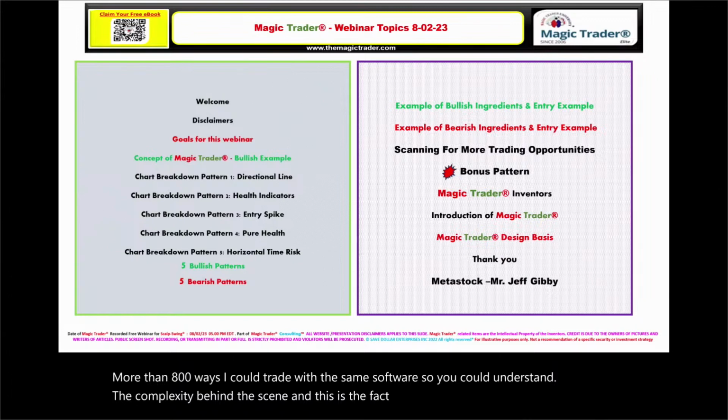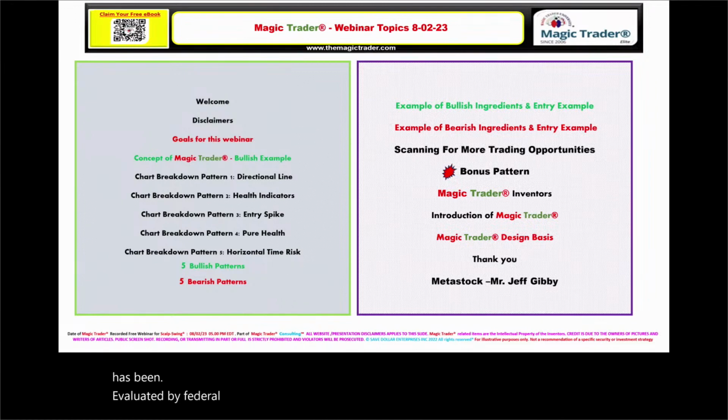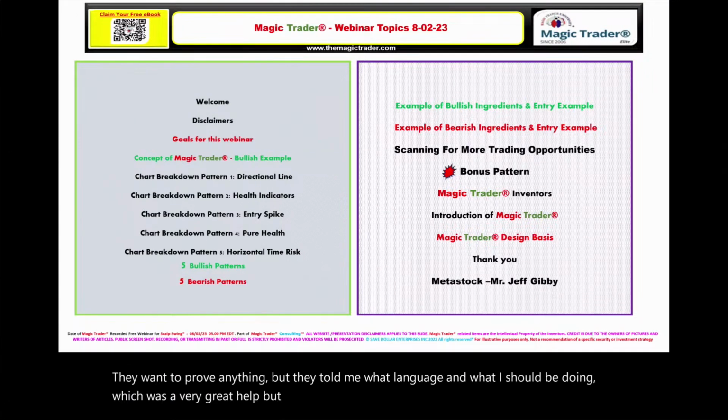And we've been regulated. This platform was evaluated by a federal government representative for 2 years before I went retail. Basically, they don't approve anything, but they told me what language and what I should be doing, which was a very great help. But it took 2 years for them. So just think in that perspective.